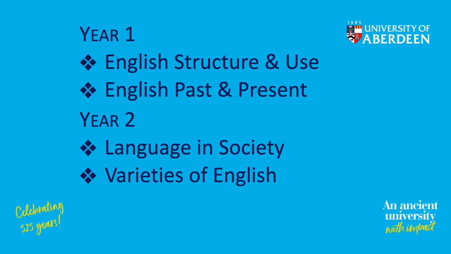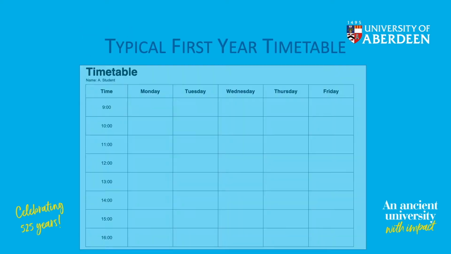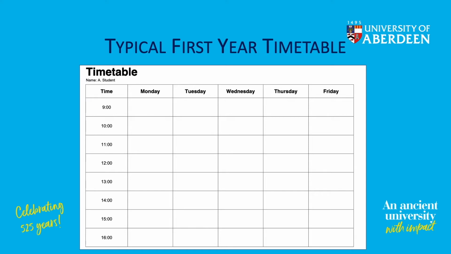Now, one of the great features of the degree programme at Aberdeen is that, particularly in your first and second years, you will be taking a wide range of additional courses, so breadth of curriculum is a real strength. And to get a sense of that, let's address another question that often comes up, which is, what might a typical timetable look like for a first-year student?